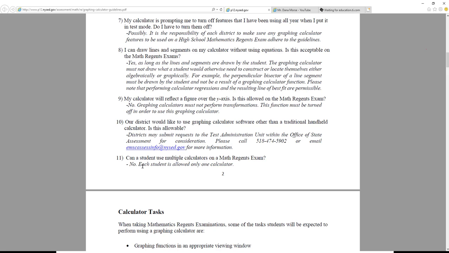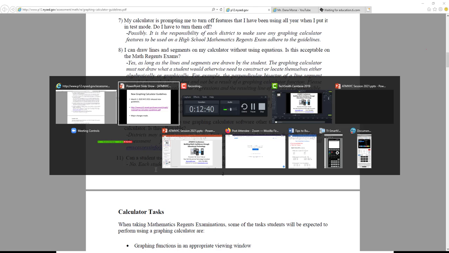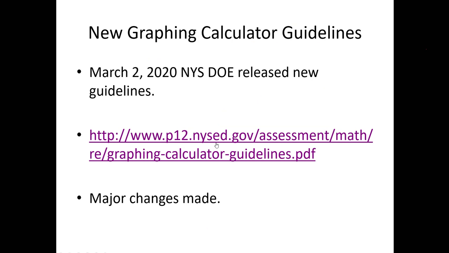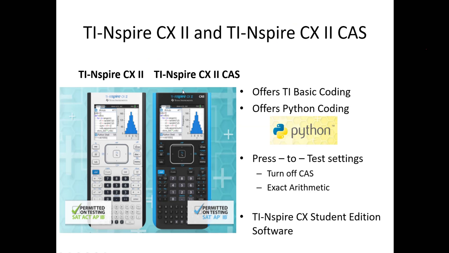Number 11, I think, is big because I've had conversations years ago with State Ed, and they've told me that this was the rule, but it was never written down. You can see number 11. You cannot use multiple calculators on the Regents exam. Whichever one you choose, that's the one you go with. Okay, so those are big features I wanted to point out. So, like I said, the TI Nspire CX II CAS, even though it has CAS in the title, you have an exact arithmetic setting which would be acceptable for the New York State exams.